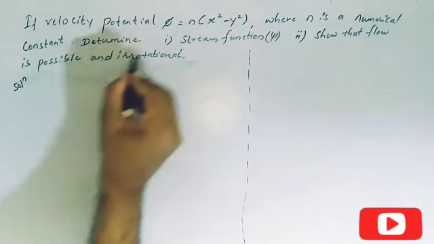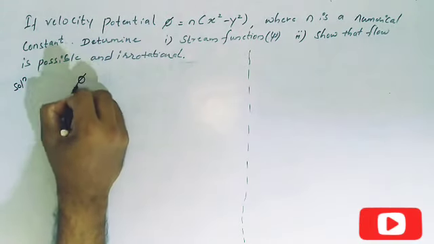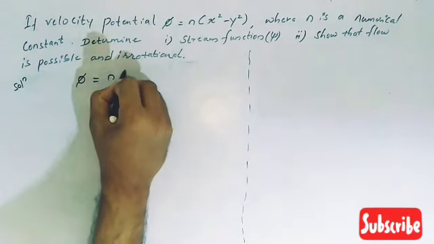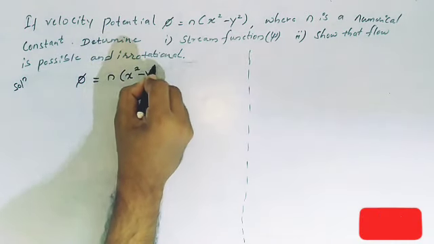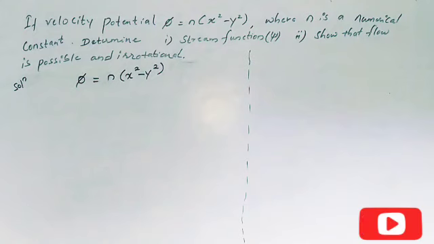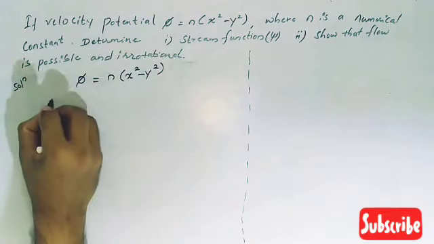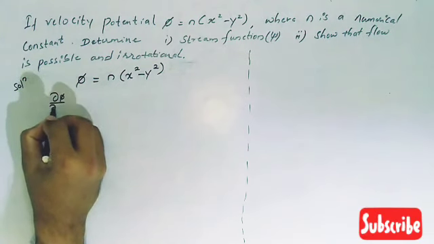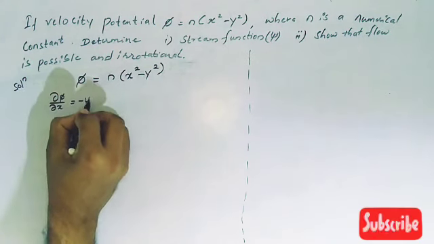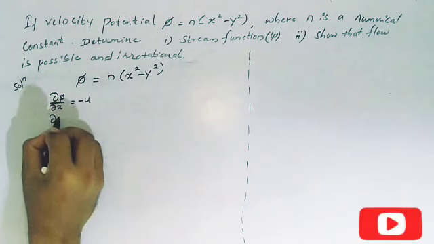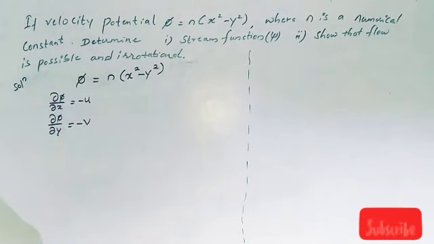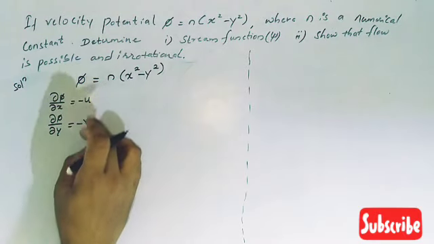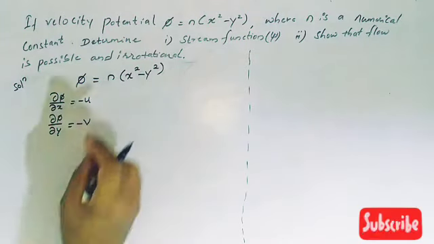Now the velocity potential is already given, so φ equals n into (x² minus y²). Now as per the definition of velocity potential function, we know that ∂φ/∂x will be equal to minus u, and similarly ∂φ/∂y will be equal to minus v. This is as per the definition of velocity potential function.